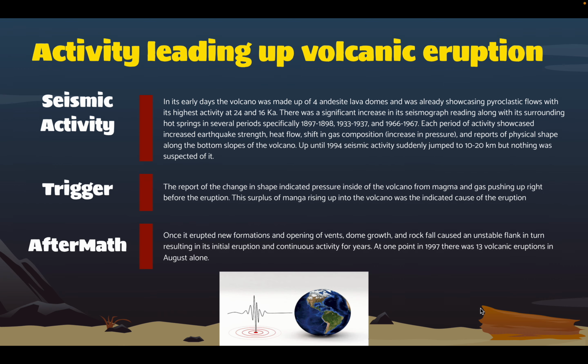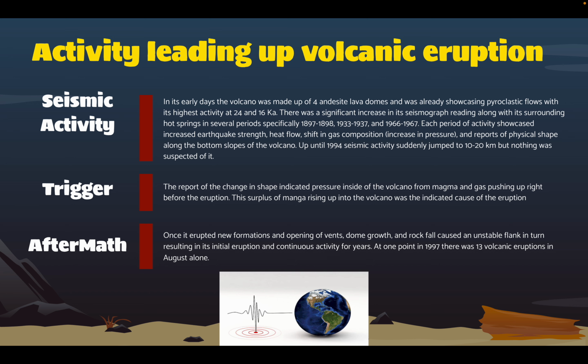So, activity leading up to the volcanic eruption. In summary, in terms of seismic activity, scientists discovered that the volcano was made up of 4 andesite lava domes, and it was already showing some previous activity, like increased earthquake strength, heat flow, and shifting gas, typical things you would see of a volcano leading up to an eruption.